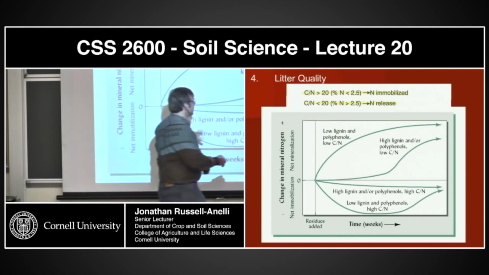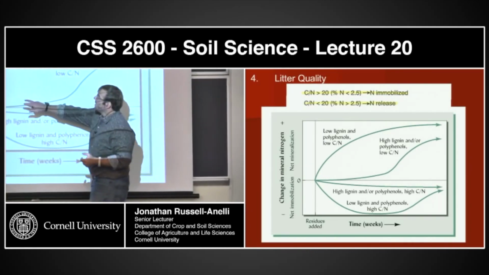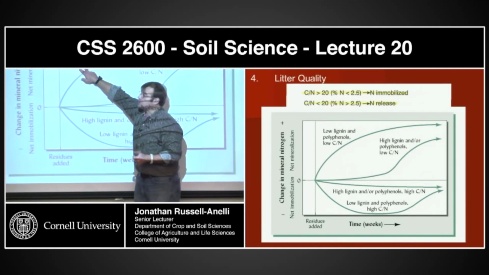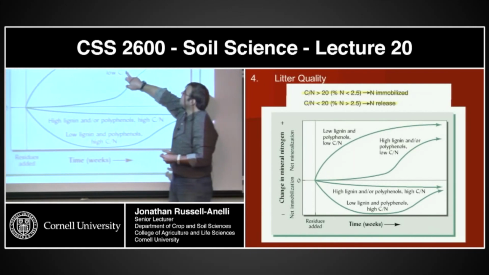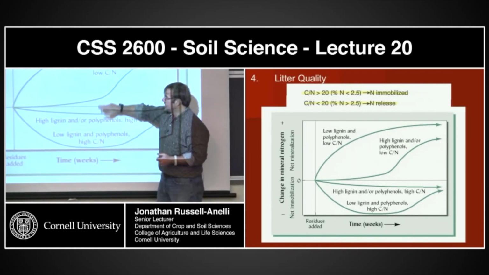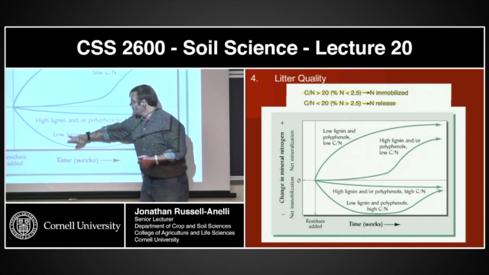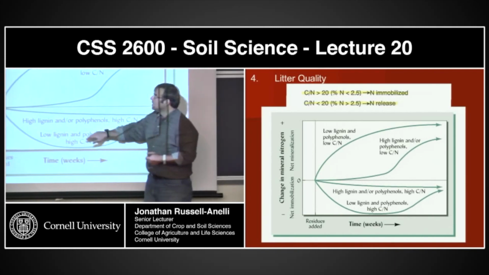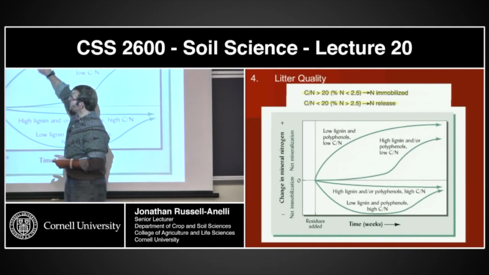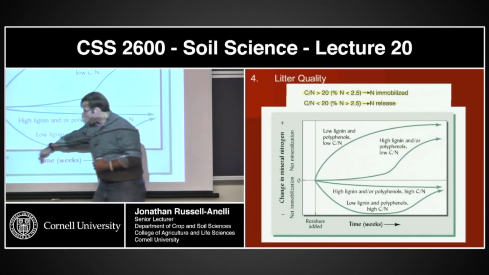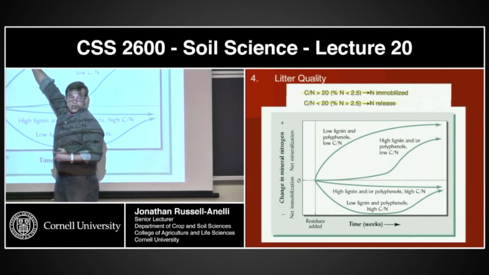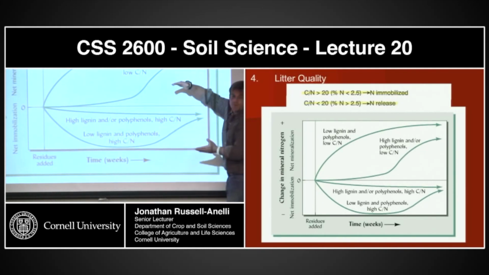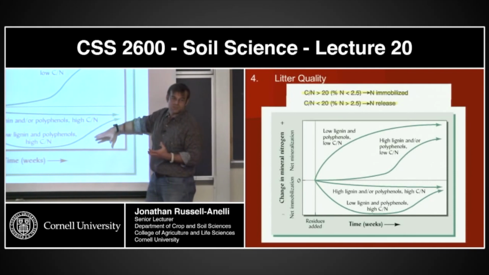Now I have 4 different materials here. This is straight out of your book. I have low lignin and phenolic materials with a low CN ratio. I have high lignin and polyphenolic materials with a low CN ratio. And I have high lignin and low lignin with a high CN ratio. Look at these green lines. This is time, so the quicker it moves up, the faster it happens. And the distance here represents how much mineralization or immobilization occurs.